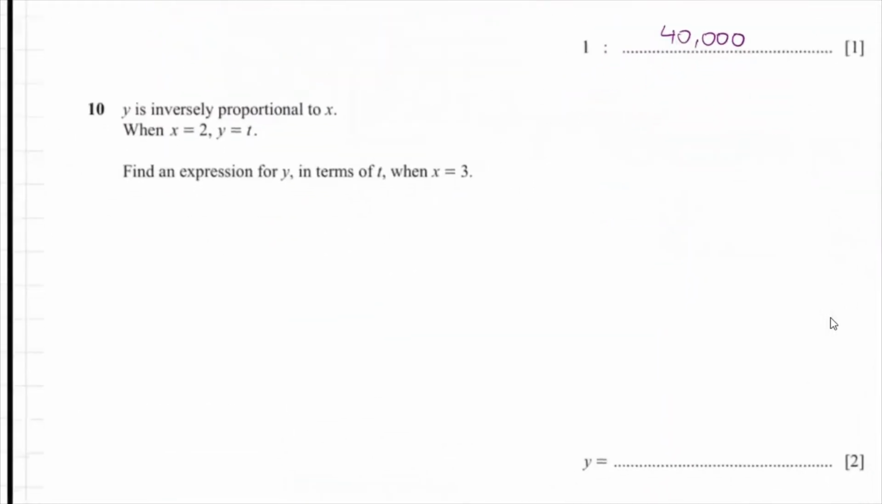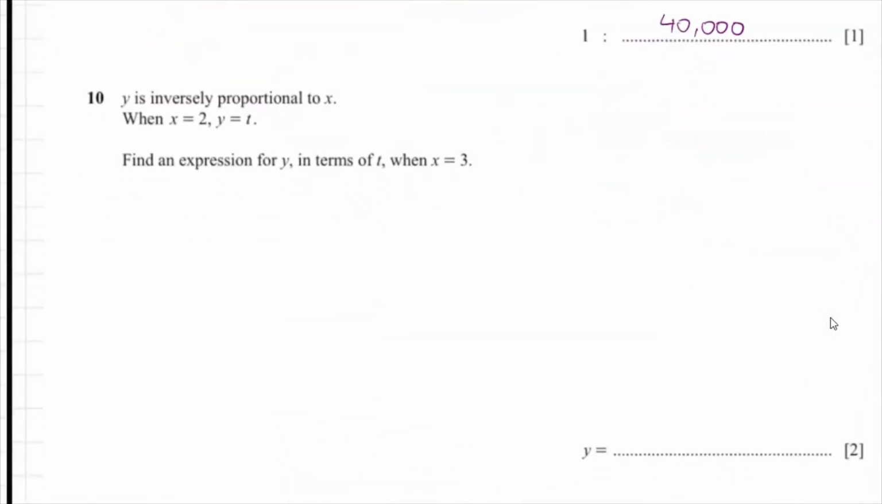Y is inversely proportional to x. Inversely proportional is when you have y equals to k divided by x. Now they are saying when x is 2, y is t. So when x is 2, y is t, which means what is k? So k is 2 multiplied by t, which is 2t. Okay, now they're saying find an expression for y. So the equation would be y equals to 2t divided by x.